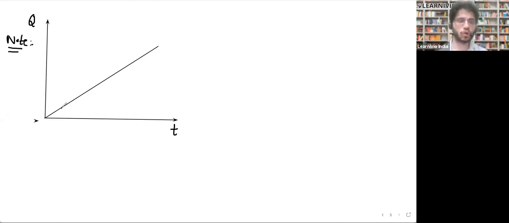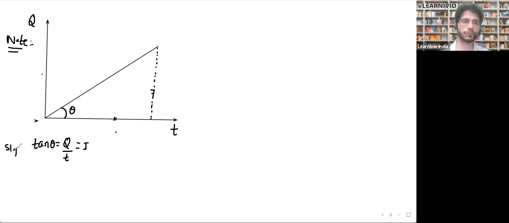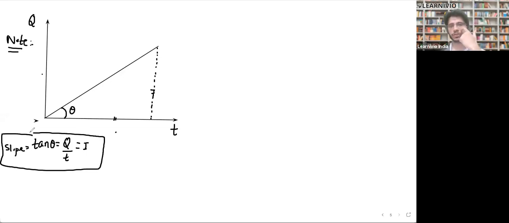So if I take the slope of this line, this angle is theta. If we get the slope of this line, like tan theta, then tan theta is perpendicular upon base. This perpendicular is parallel to charge, and this base is parallel to time. So we'll write tan theta as q by t. And what is q by t? That's current. And this tan theta is the slope. So if you have charge versus time graph, then the slope of this graph will give you current.